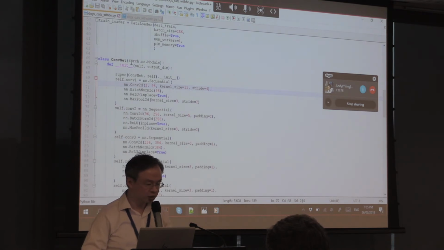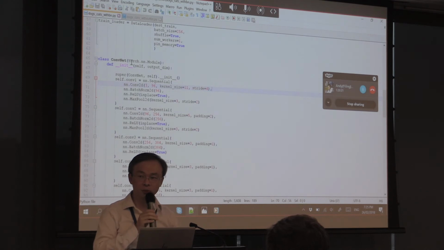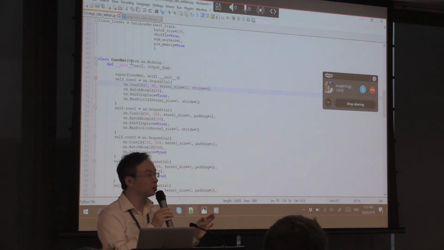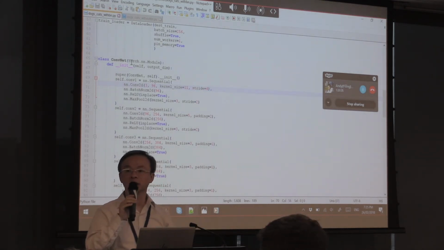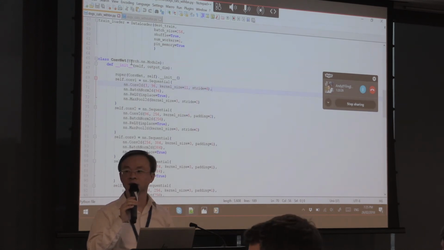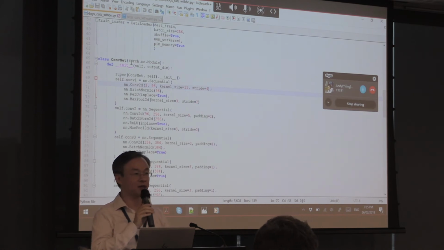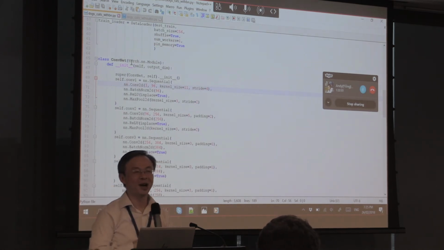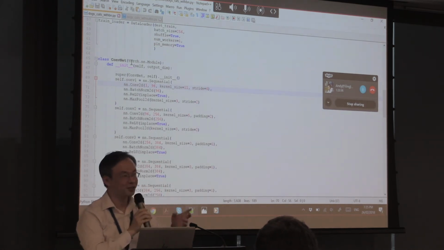So you can see that this is using PyTorch. Do people use PyTorch more than TensorFlow? Who actually uses PyTorch here? No? TensorFlow. MXNet. I will be. After this meetup, I will be.